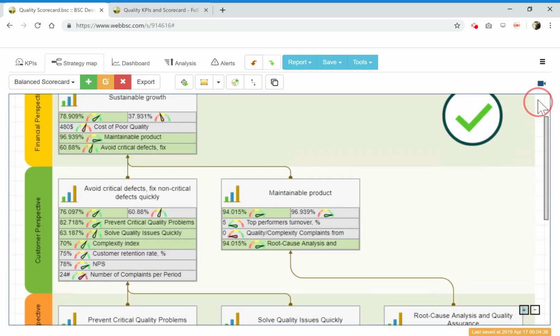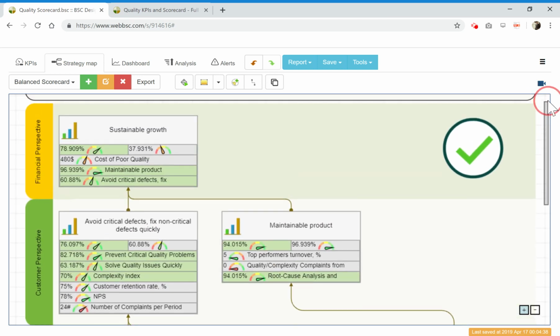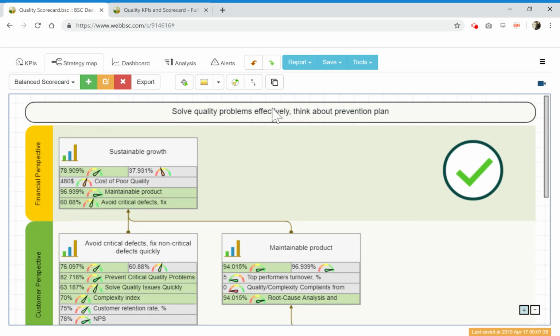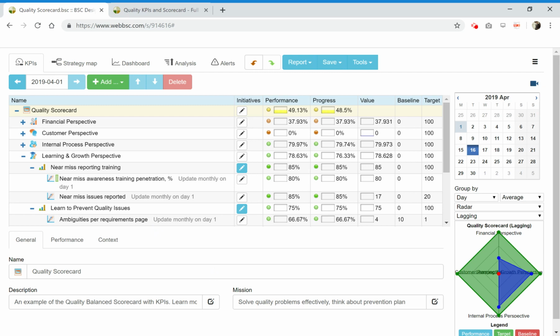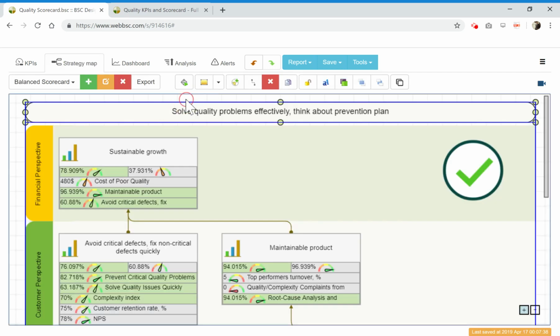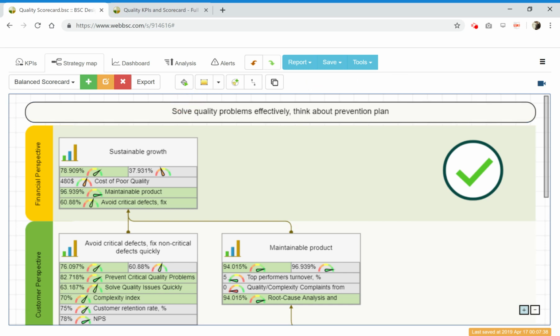So I would start from the financial perspective. What are the goals? No, let's start even from the mission statement. So here I have the mission statement. I have specified it for the root element here. And my mission is to solve quality problems effectively, and always think about prevention plan. The mission is quite generic, but if you build a strategy for your own quality department or quality strategy for a product, for your organization, you can obviously change it according to your needs.